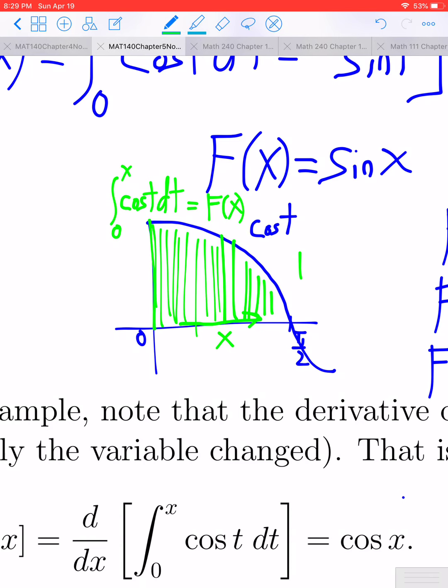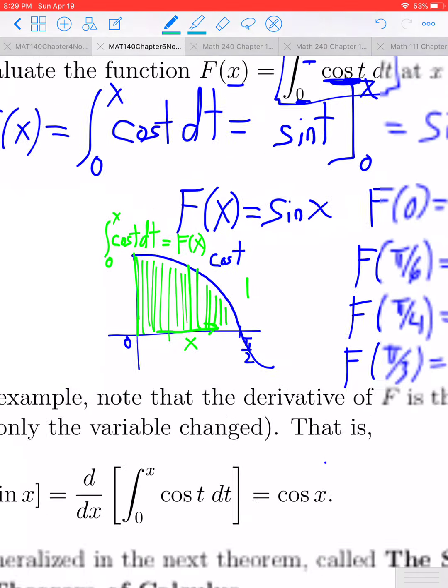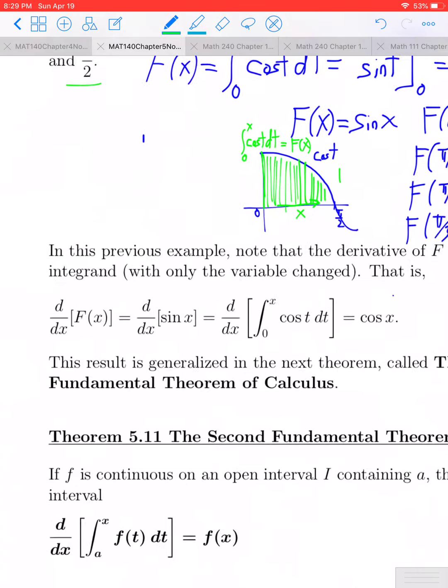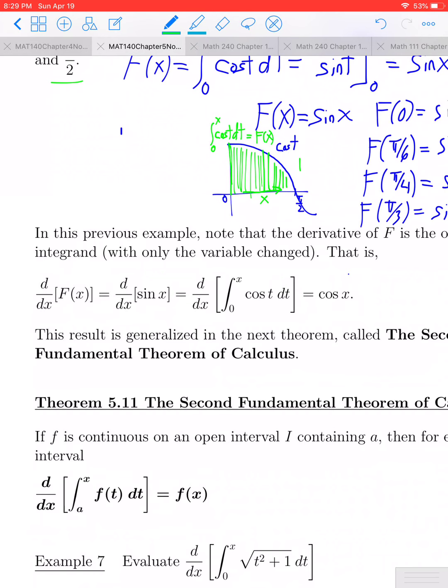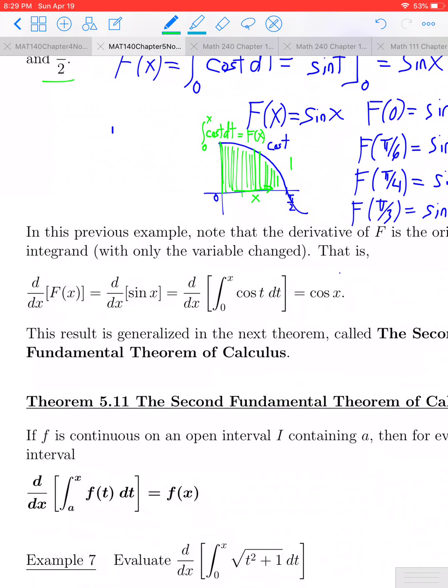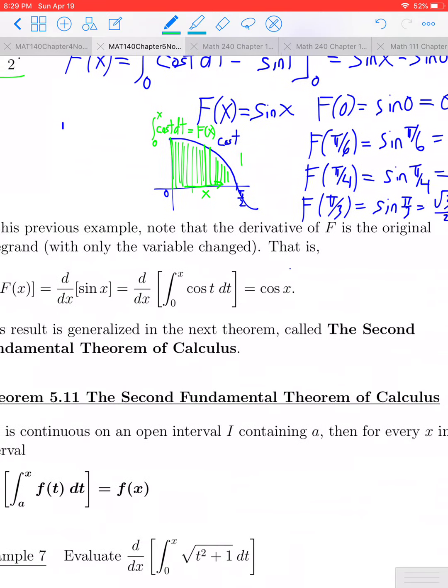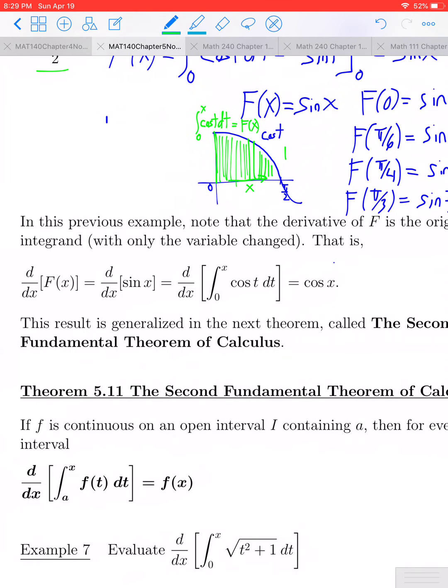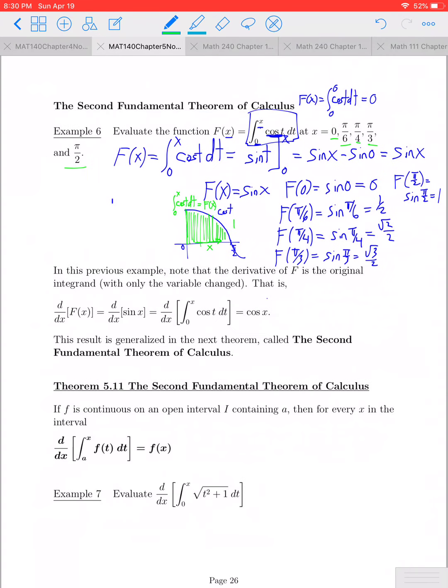This is a very popular approach and a very important concept: to sometimes think of this function as what's referred to as an accumulation function. One of the things that we want to notice is that in the previous example, the derivative of F is the original integrand with only the variable changed.